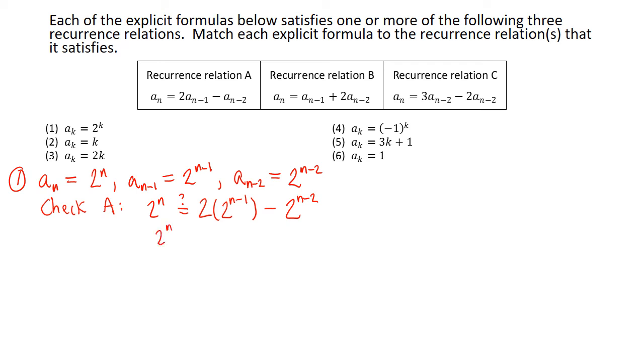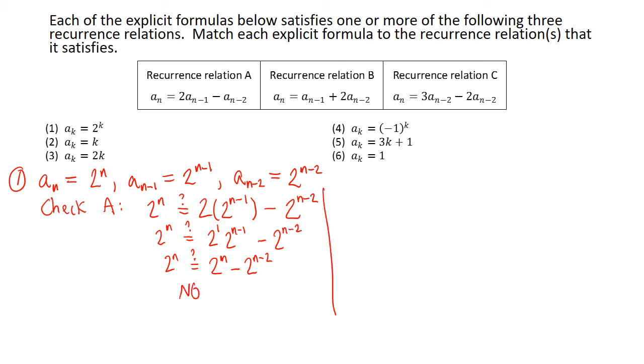So this will be 2 to the n, and then the right-hand side, I can simplify it as 2 to the 1 times 2 to the n minus 1, minus 2 to the n minus 2. So this will be 2 to the n, if I just add those exponents together, minus 2 to the n minus 2. Those are definitely not equal. I could cancel the 2 to the n, for example, and then I would have 0 equals negative 2 to the n minus 2. So this is a no.